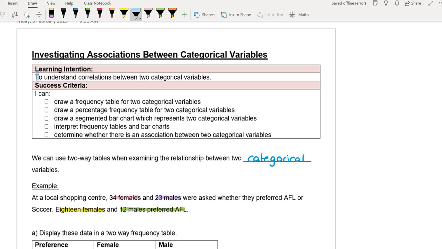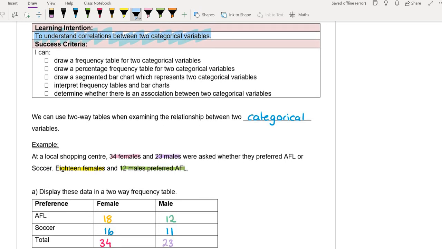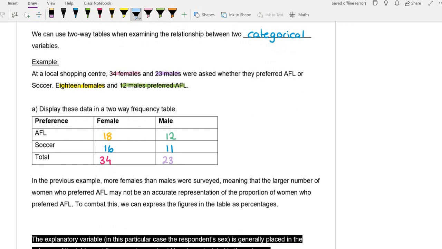The goal for this lesson is to understand correlations between two categorical variables. Actually, we're going to do two or even more than two. So when we do categorical variables, one of the ways we can display our data is to use a frequency table. If we just have two variables, then we can do a two-way frequency table.